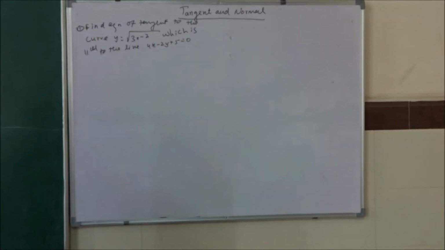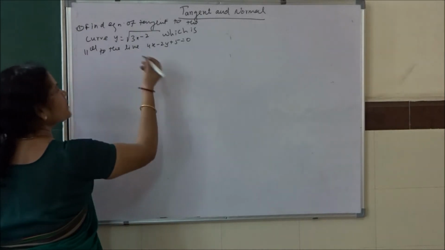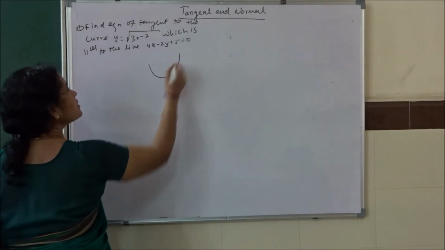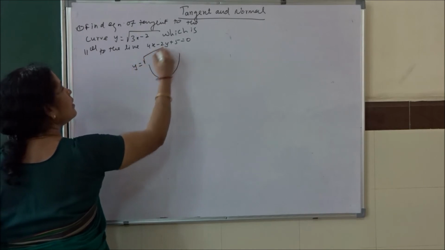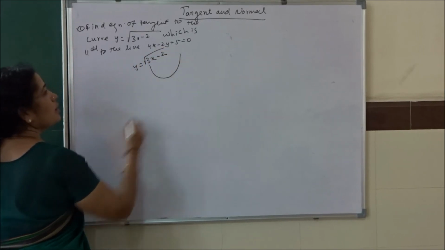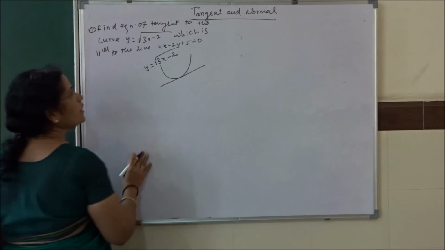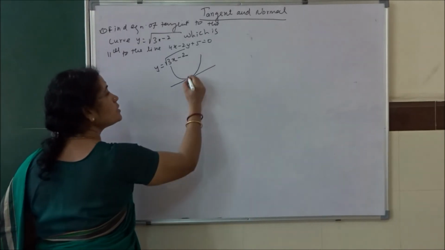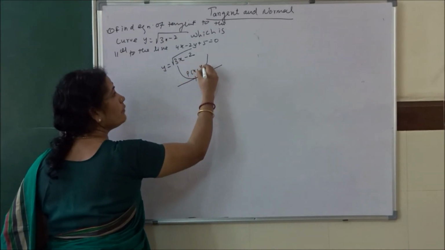This is one of the most important types of question. Find the equation of tangent. For example, I am saying this is a curve, y equal to what is given here? Under root of 3x minus 2. So this is a tangent to the curve. Am I correct? As per the question, this is the tangent point, x1, y1. Am I correct?